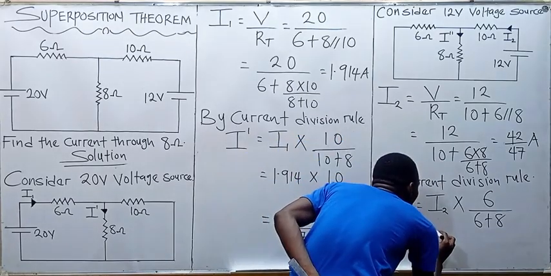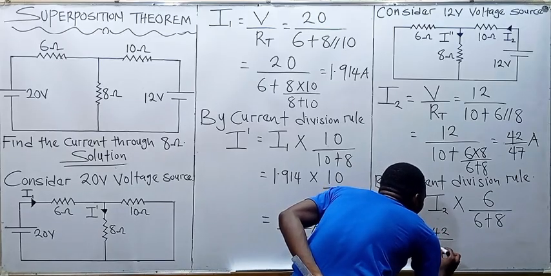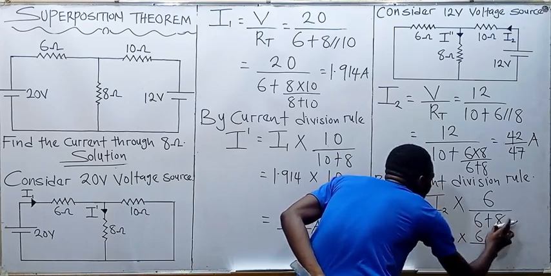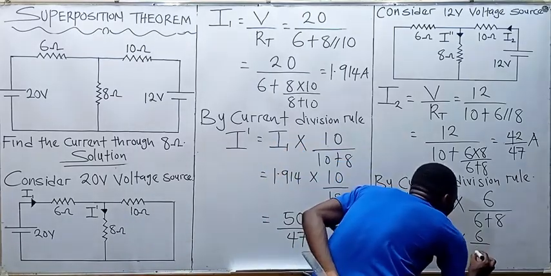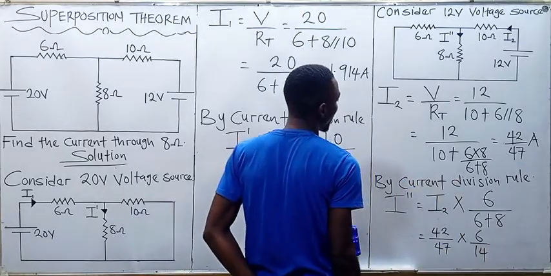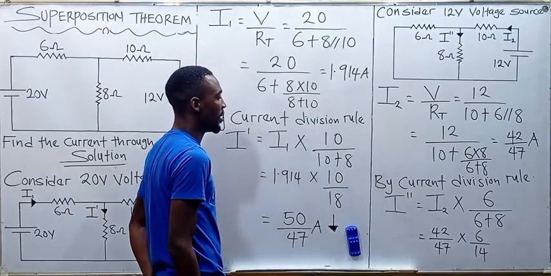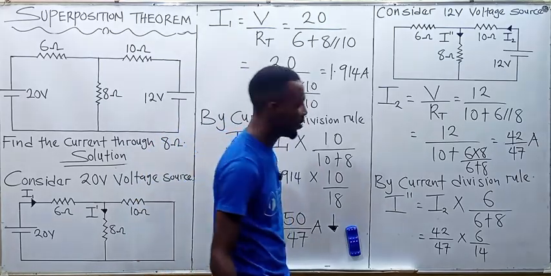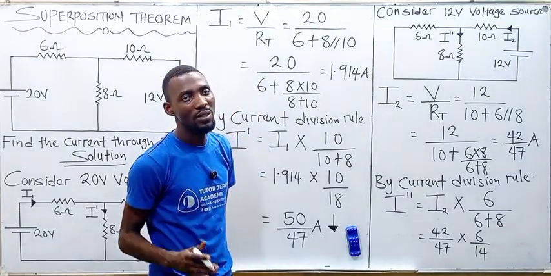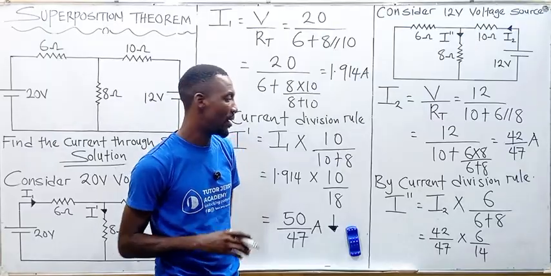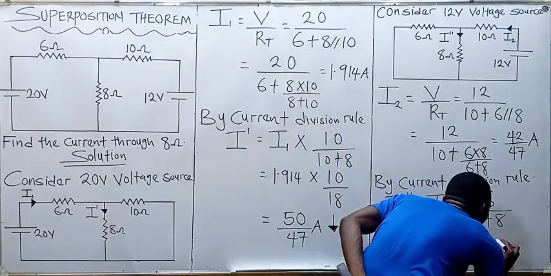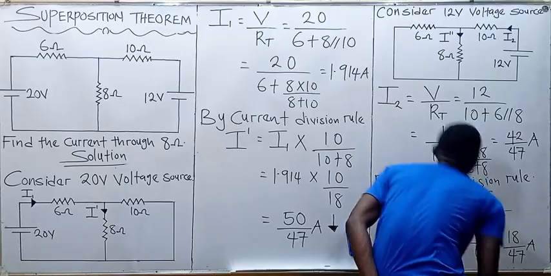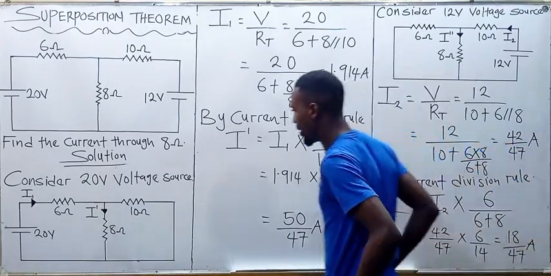So this will be equal to what? Our I2, which is 42 all over 47, then multiplied by 6 all over 6 plus 8, which is 14. All right, so if you do your math, 42 multiplied by 6, then divided by 47 multiplied by 14, you are going to have this to be what? 18 over 47 ampere. So that's what you are going to get.